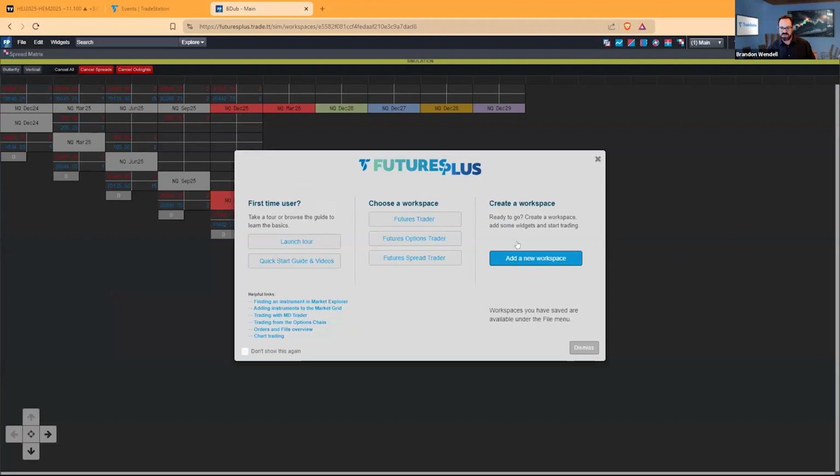So let's see. Oh, there we go. Load it up, and I'll do future spread trader for the workspace.